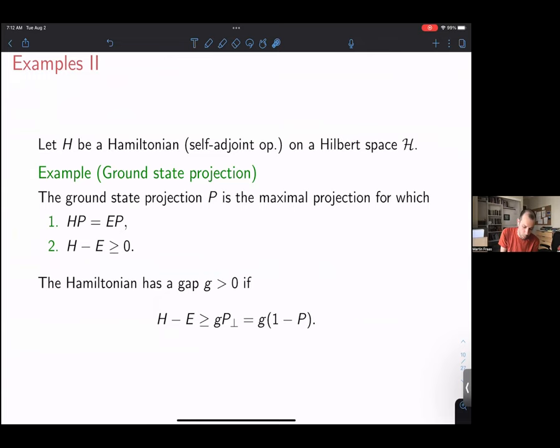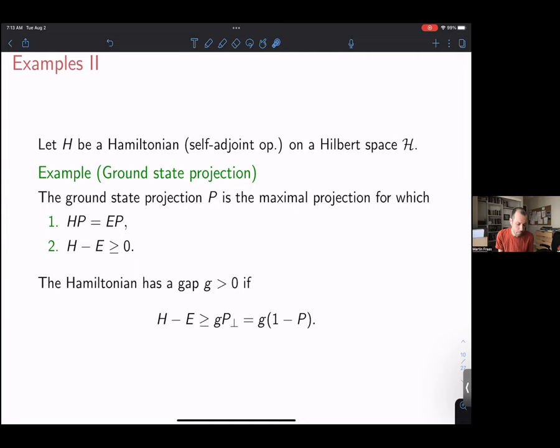Again, in quantum mechanics, a very important example: if we have a Hamiltonian H on a Hilbert space, then there is something called the ground state projection, that may or may not exist. This is a projection P that is an eigenprojection for the Hamiltonian, so HP is equal to EP. This E is just a number, the energy, such that H minus E is positive, and P is the maximal projection that satisfies these two conditions. I would call it the ground state projection. There doesn't need to exist a non-zero ground state projection, but if it exists, it's very important in quantum mechanics.